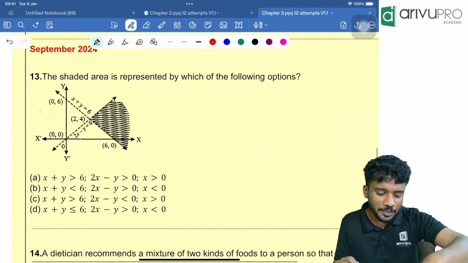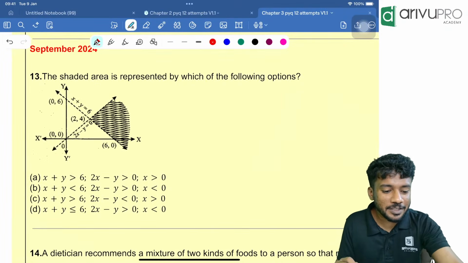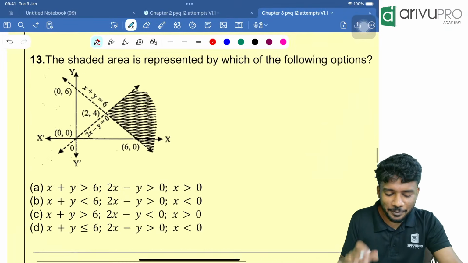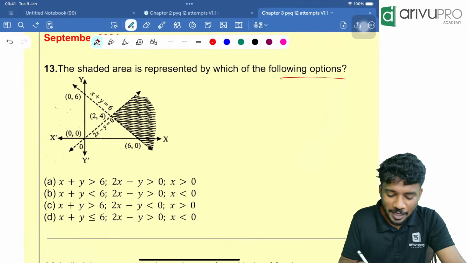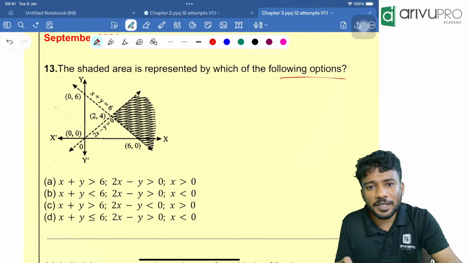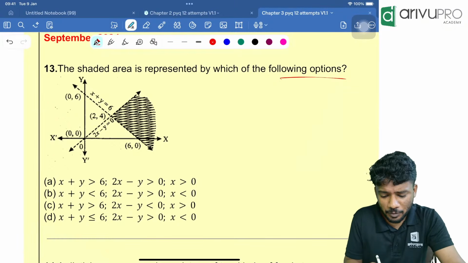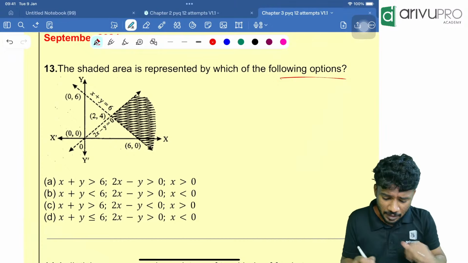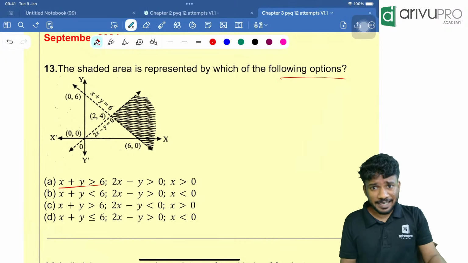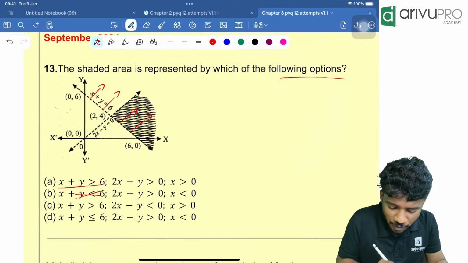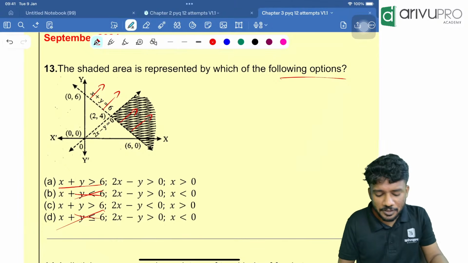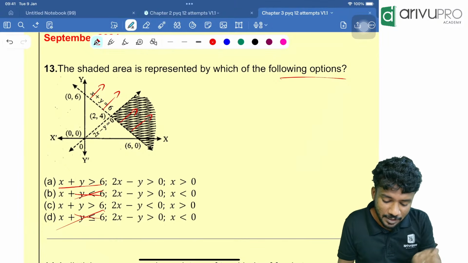Now people, coming to the September 2024 attempt. A direct question: the shaded area is represented by which of the following options. Looking at this, both of them are going away from the origin, right? If you ask me, both of them are going away to this side. Now, x plus y greater than 6 means it should be going away. That means it should not be less than. Both these options are wrong. Either it should be option A or it should be what?